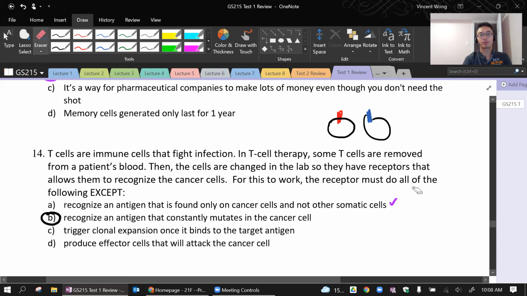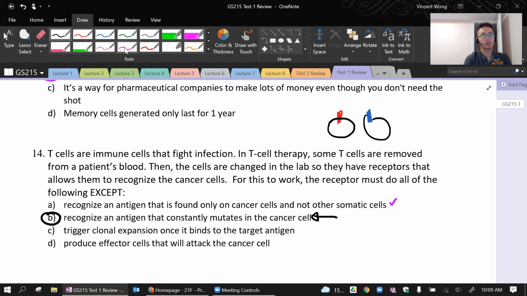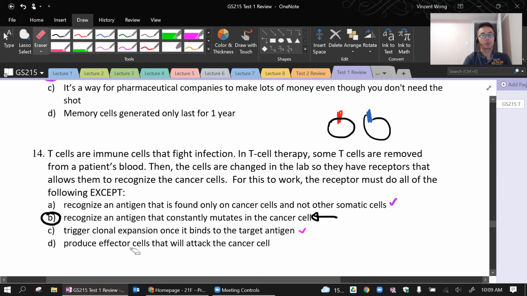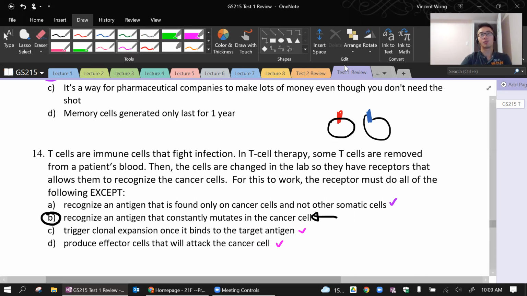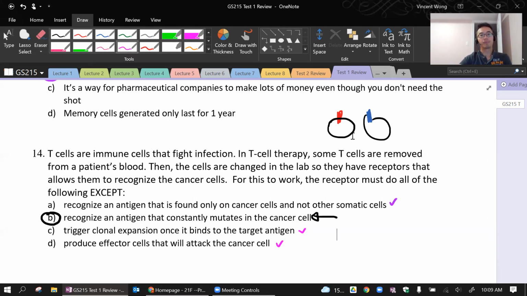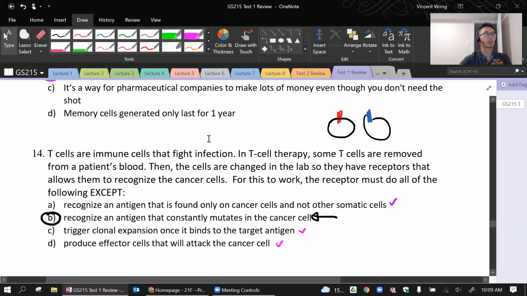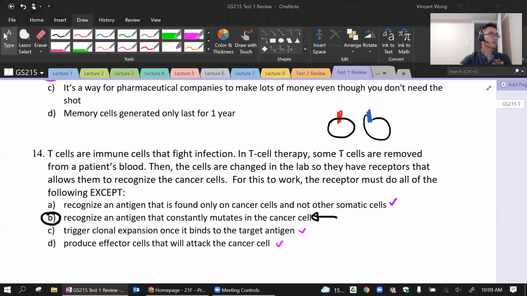So for this to work, the receptor must do all of the following except for this one, okay? This one cannot be done. It's not possible. One receptor is one key for one lock. Trigger clonal expansion, you need to do that. You cannot fight it with just one cell, so that is correct. And produce effector cells that will attack the cancer cells. So the correct answer for this one is B. This is the one that will not happen in this particular type of therapy. Okay, I hope that makes sense. If not, please ask some questions.